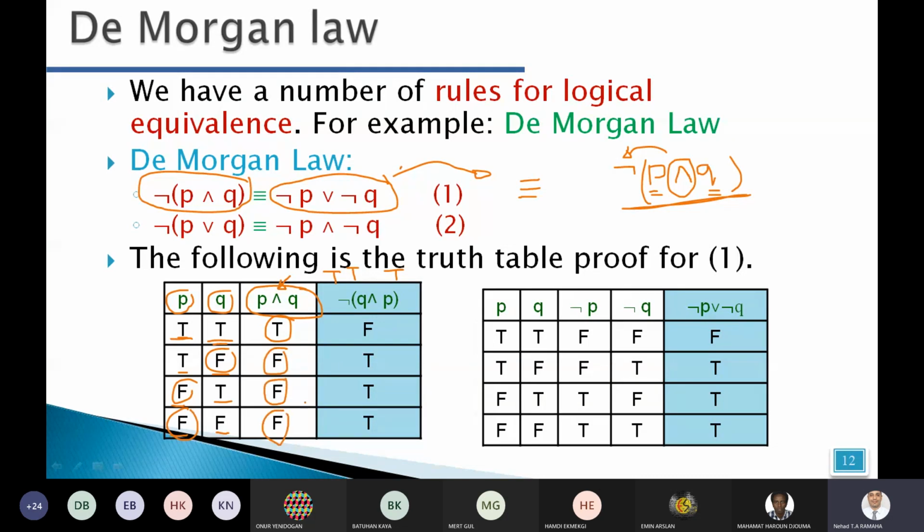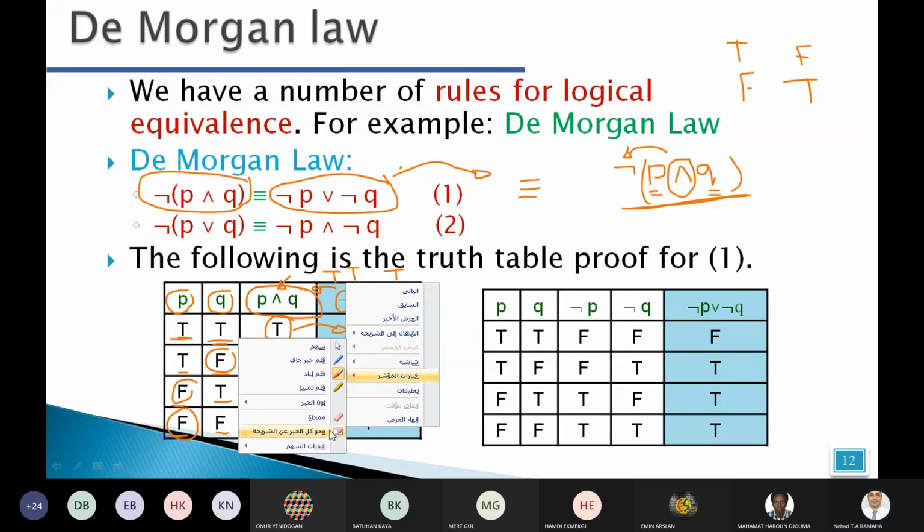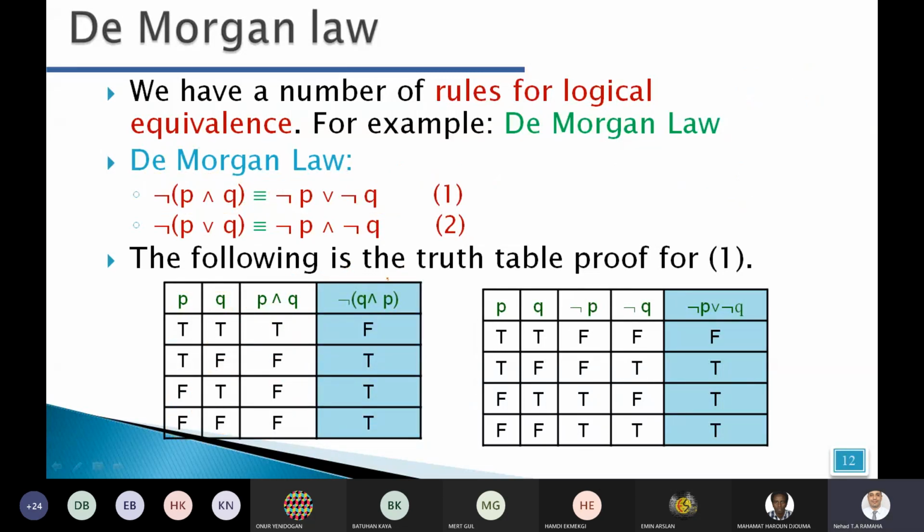Okay, now last thing, we need to get the NOT for this proposition. NOT means if you have it true, it becomes false. If you have false, it becomes true. So look, true becomes false, false becomes true, true becomes false, false becomes true, false becomes true. Then this is the truth table for the first part.